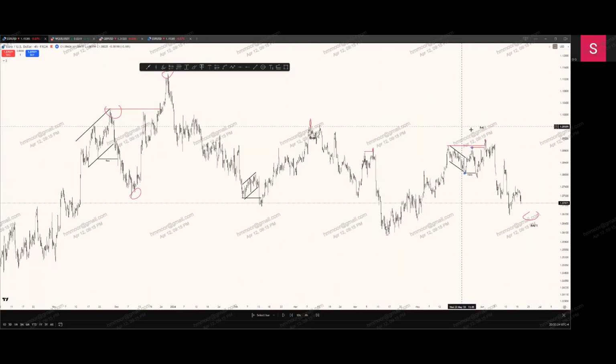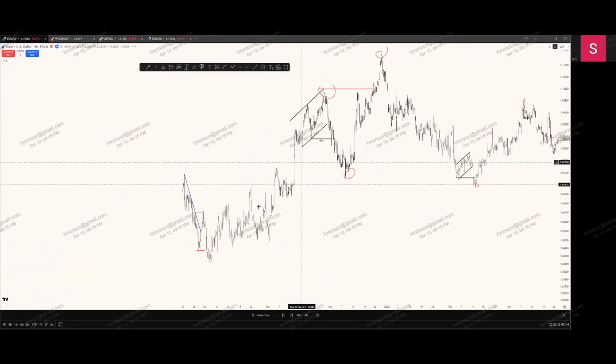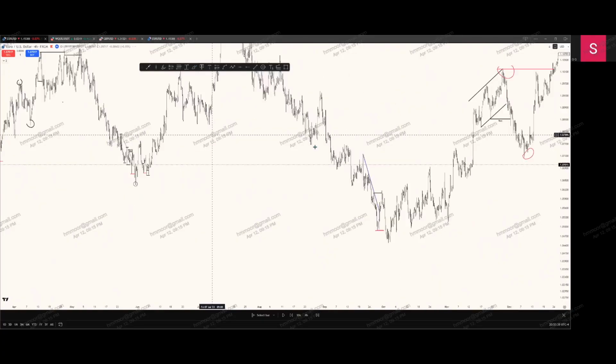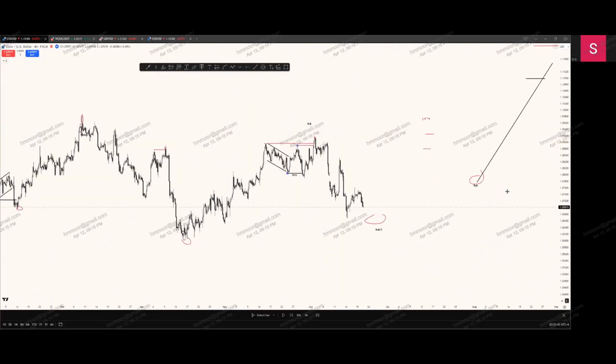Okay, how many moves did we do so far? 1, 2, 3, 4, 5, 6, 7, 8, 9, 10, 11, 12, 13. Oh, 5 more. So let's see.